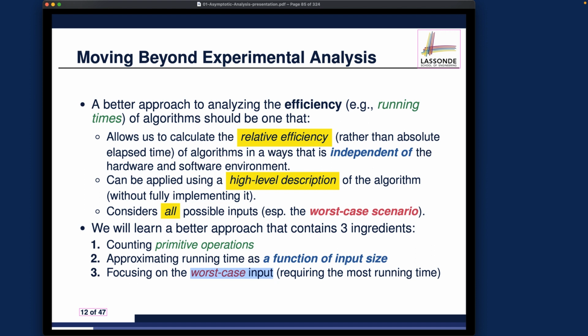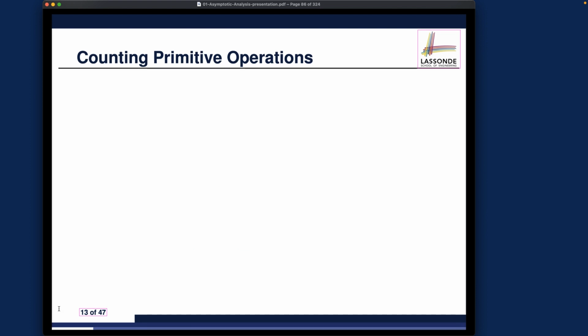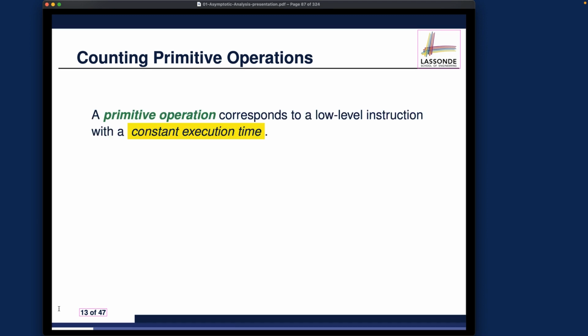All right. Having outlined the better approach, how it should look, let's now go over what a primitive operation is, and we're going to see some examples. Let's see how we can count the number of primitive operations, and the count must be precise as we do the exercise together. So what's really a primitive operation? A primitive operation is basically some atomic unit that cannot be decomposed any further. It corresponds to a low-level instruction with a constant execution time.